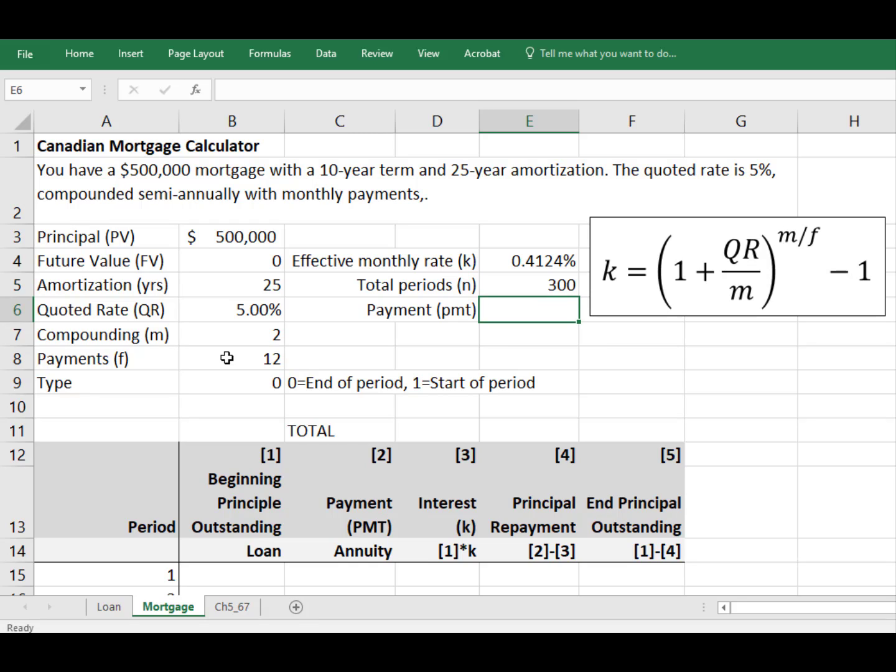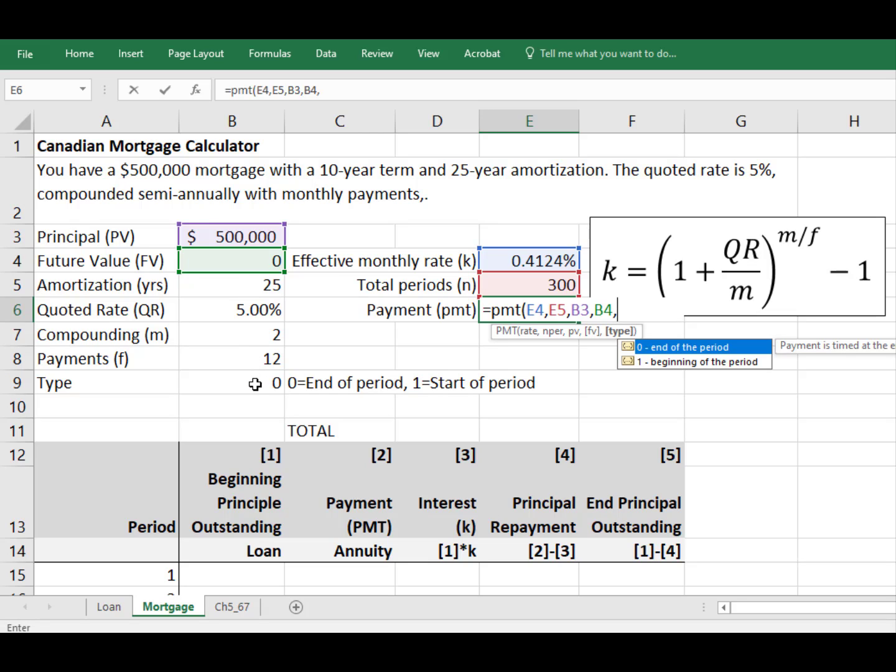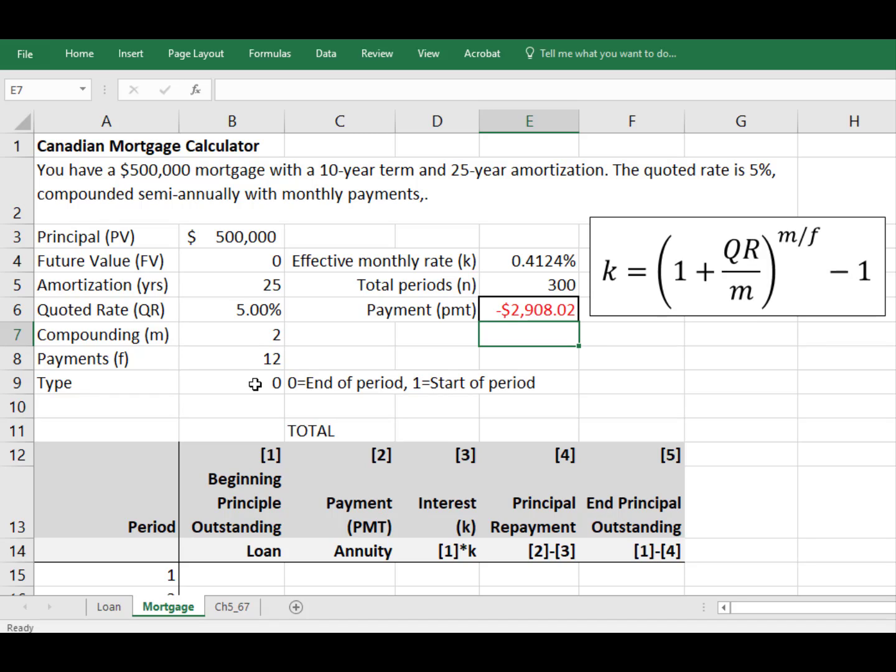Now we're going to calculate our payment using the annuity formula. Remember that it's a built-in function in Excel, so we're going to hit equals, and the function is payment, PMT. Opening brackets, we now have to put the rate. Remember that we're going to use our effective monthly rate. Number of periods is going to be 300. The present value or principal amount is going to be 500,000. The future value is going to be 0. And these are payments at the end of period, or 0. Closing brackets. We see that our monthly mortgage payment is going to be $2,908.